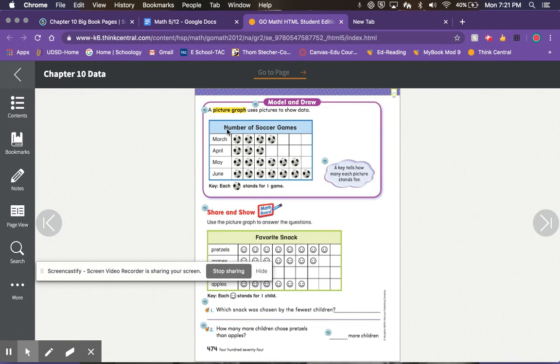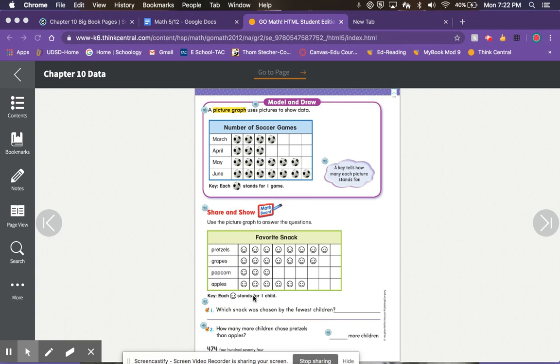This is your picture graph here. It's always important to read the key. In our chapters here, you'll see the key says each ball stands for one game. Sometimes there are different pictures. Down here, each smiley face stands for one child. But sometimes when you get into 3rd grade and up, when you read the key, it might say each ball stands for 2 games, or each smiley stands for 5 children. That's where your skip counting would come in. So you would answer this here.